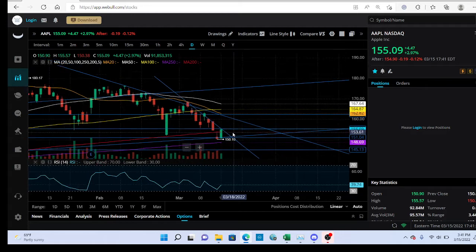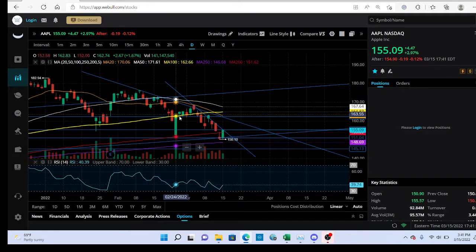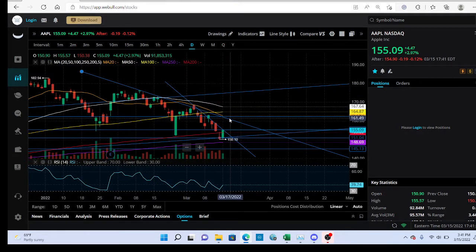But you can see when we zoom out, there's this longer term downtrend right here. So it could be possible that we could just crack this right here and go straight up to the 20-day moving average, right around 162.86. So it's very possible that we could retest this broader term trend line right here.